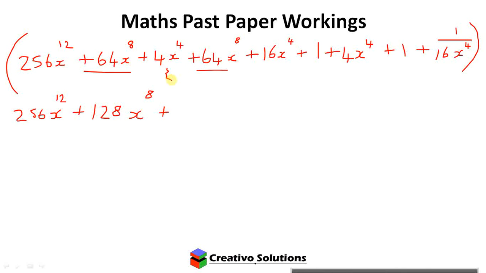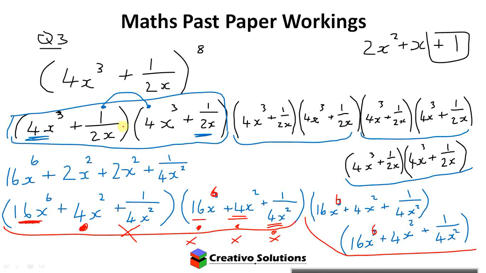Right, I'm going to add these together, the squiggly line, this and this and this. Okay, so 4 plus 16 is 20, that's 24. 24x to the 4. What else? I'm left with the 1 plus a 1, which is 2. And I'm left with a 1 over 16 x to the 4. Okay, there we go, that's the brackets.